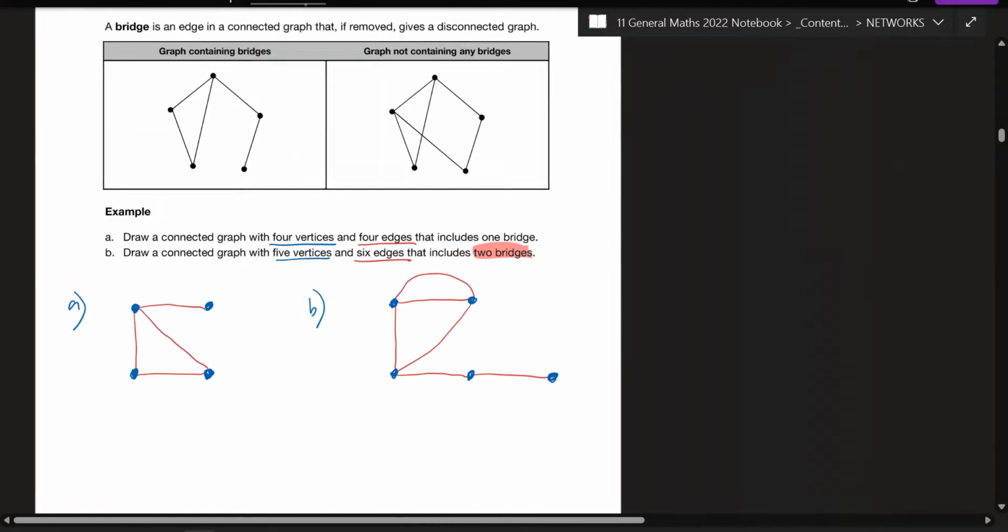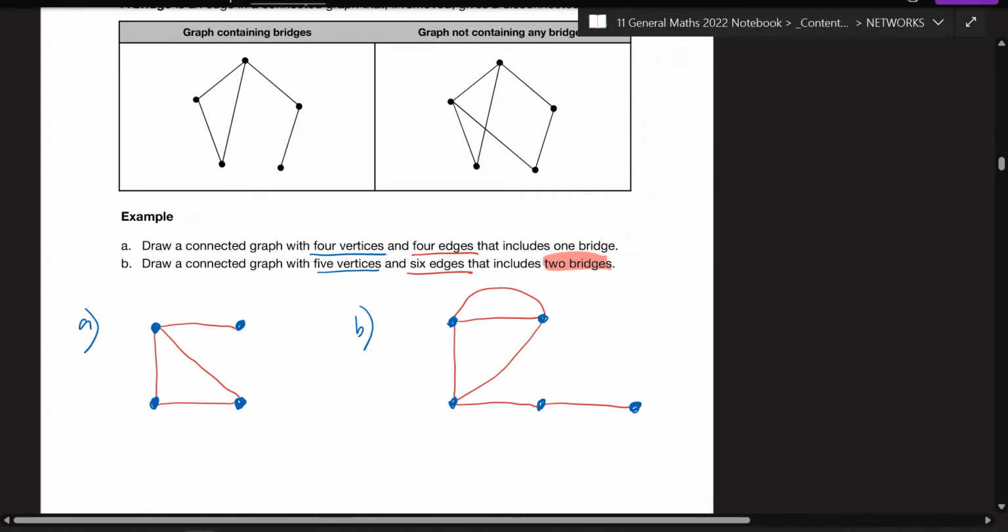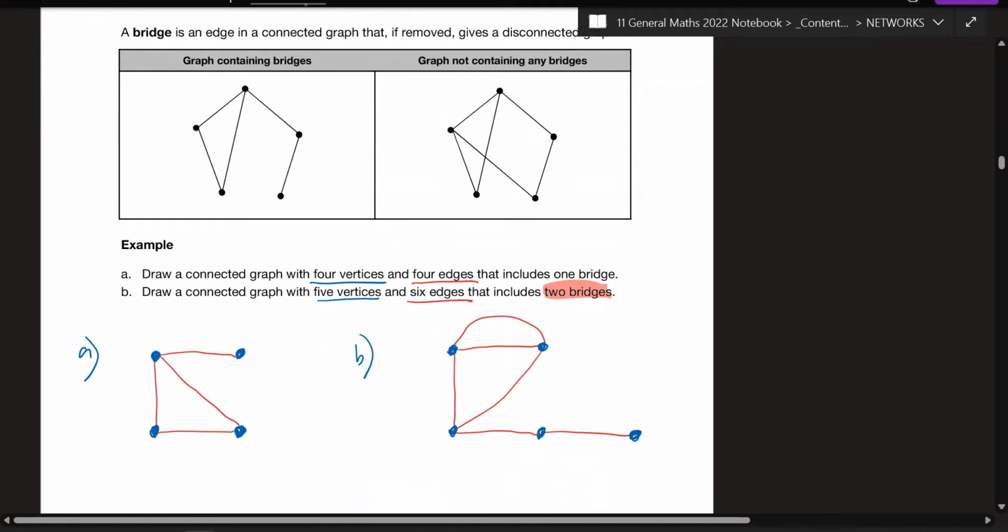Cool. I think that's it for this 9C part 2. So I'll leave that up. But next exercise, 9C part 2, what's this topic? Connected graphs.